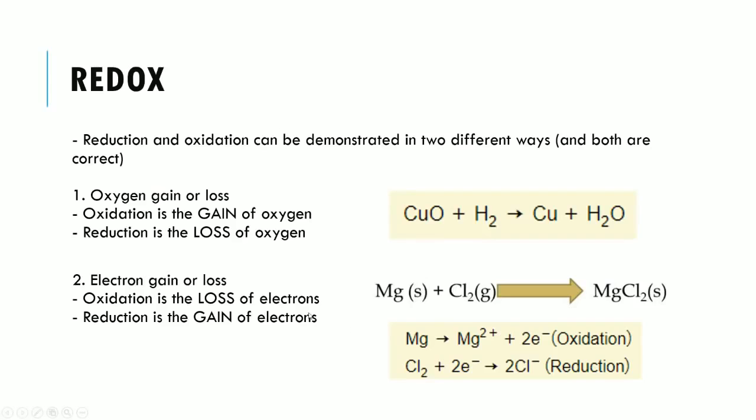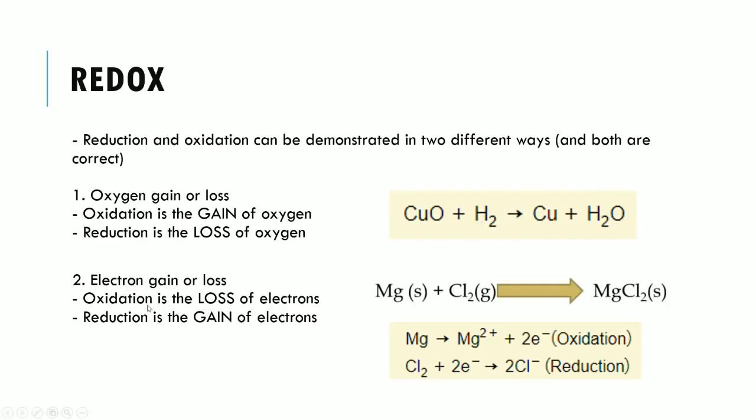So lastly, we're going to be looking at the concept of redox. It's short for reduction and oxidation, and this can be demonstrated in 2 different ways, and both are absolutely correct. One is oxygen gain or loss, right? Oxidation is the gain of oxygen, whereas reduction is the loss of oxygen. So in this example to the right here, copper oxide can be said to have been reduced because it goes from copper oxide to copper, therefore it's lost oxygen. But if you think about it, hydrogen on the other hand has gained oxygen, so you can say that the hydrogen has been oxidized.